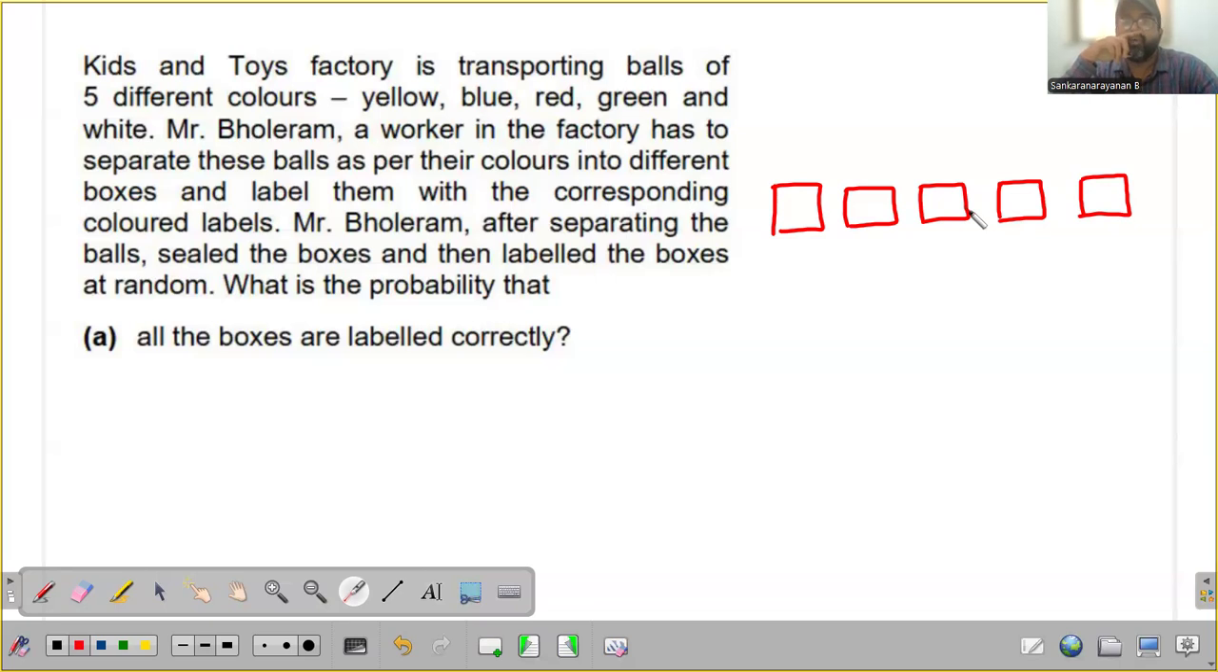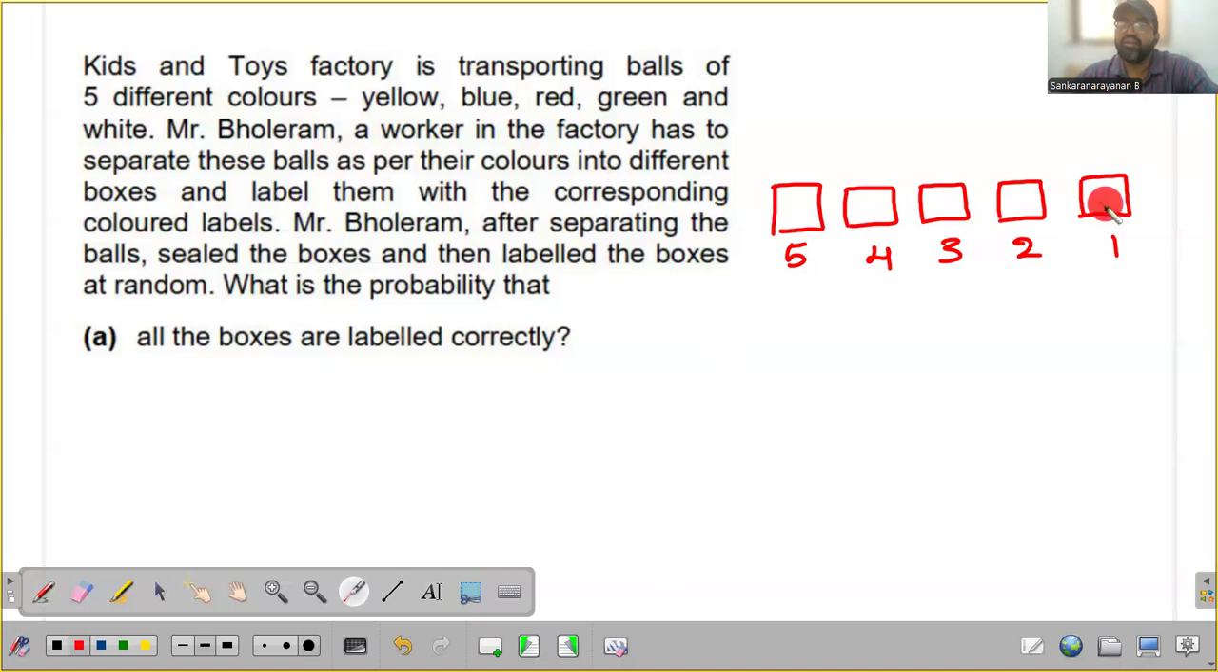Now let us find out. There are 5 colors, so when you are going to stick the label, there are 5 ways you can take care of box number 1, 4 ways for box number 2, 3 ways for box number 3, 2 ways for the next box, and finally for the box that is remaining, 1 way. Whatever is remaining comes over here. So the number of ways you can stick the labels is 5 into 4 into 3 into 2 into 1.